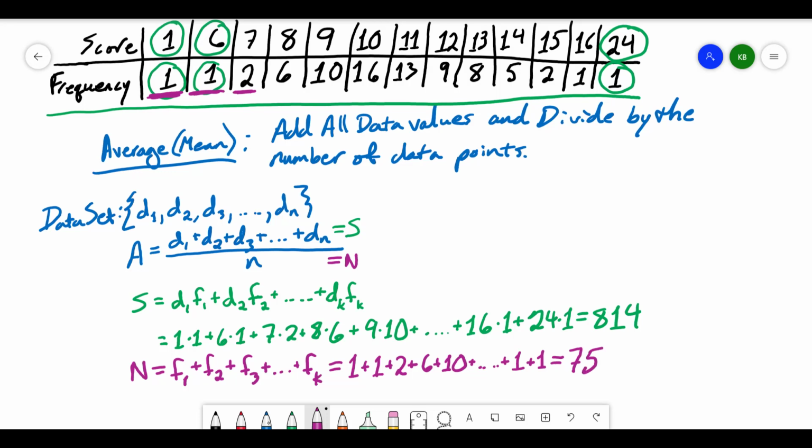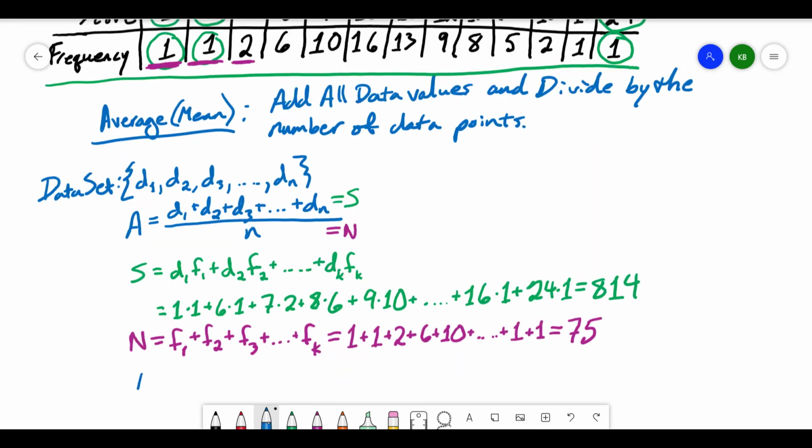So now all that's left is for me to find the average. To find the average, I'm going to take my sum and divide it by n. So I'll take 814 and divide it by 75. And when I do that, I'll find the average score of about, I'm going to do a little rounding here, 10.85 points.